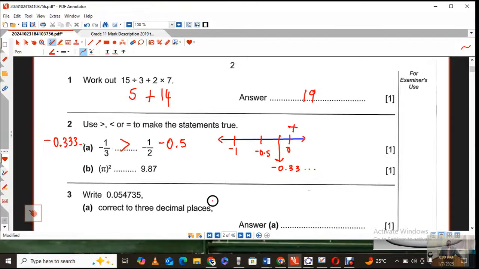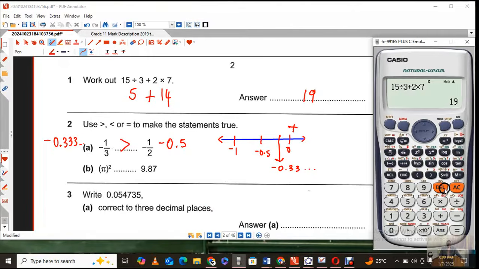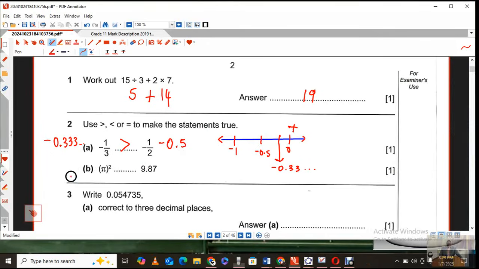Now when you look at part B, again, grab your calculator and just find out what pi times pi is, or you take pi and you square it. Okay, and then you see what it is. Of course, this is a number that goes on and on and on. Now I'm going to go until maybe about 4 decimal places, just to do my comparison. So this is about 9.8696 and so on, and of course this one is already 9.87.